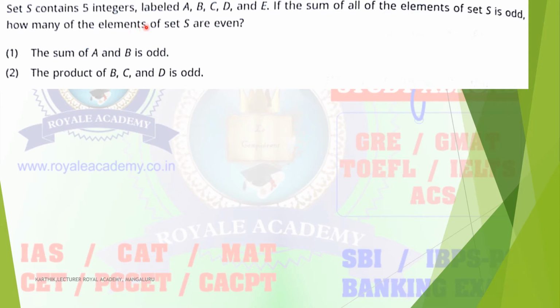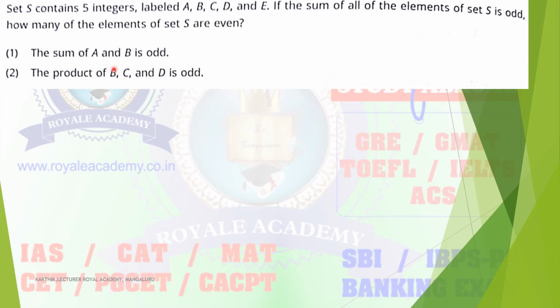Set S contains 5 integers. So what are the 5 integers? A, B, C, D, E. So set S contains 5 integers labeled A, B, C, D, E. If the sum of all the elements of set S is odd, how many of the elements of set S are even? So you have to determine how many integers are even in the set. Two statements are given, and you have to determine from which statement you can answer the question.